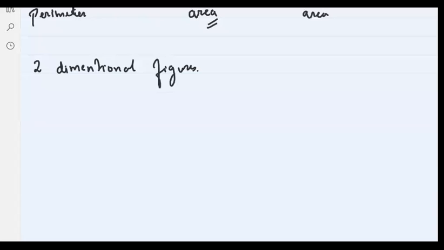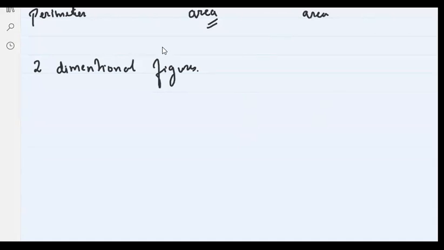Okay, so we'll just see one by one. Okay, Brinda, I just said that when you talk about two-dimensional figure, the measurements that we need to worry about are perimeter and area, right? Whereas for three-dimensional figure, the measurements that we will calculate are surface area and volume. So we will talk about two-dimensional figure.